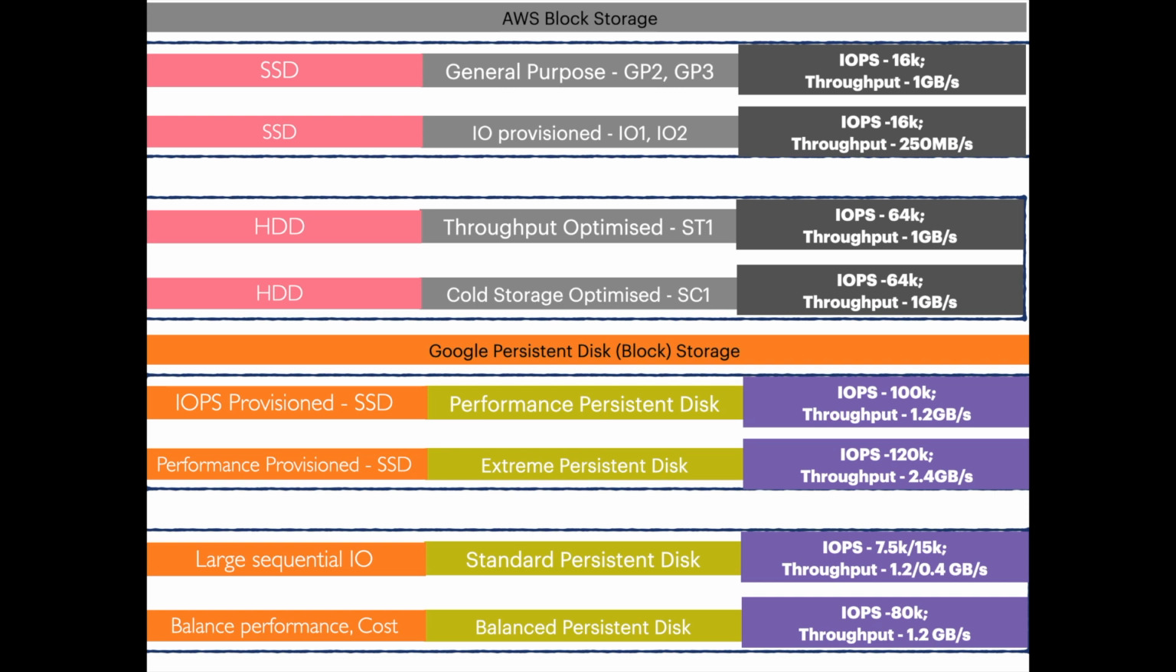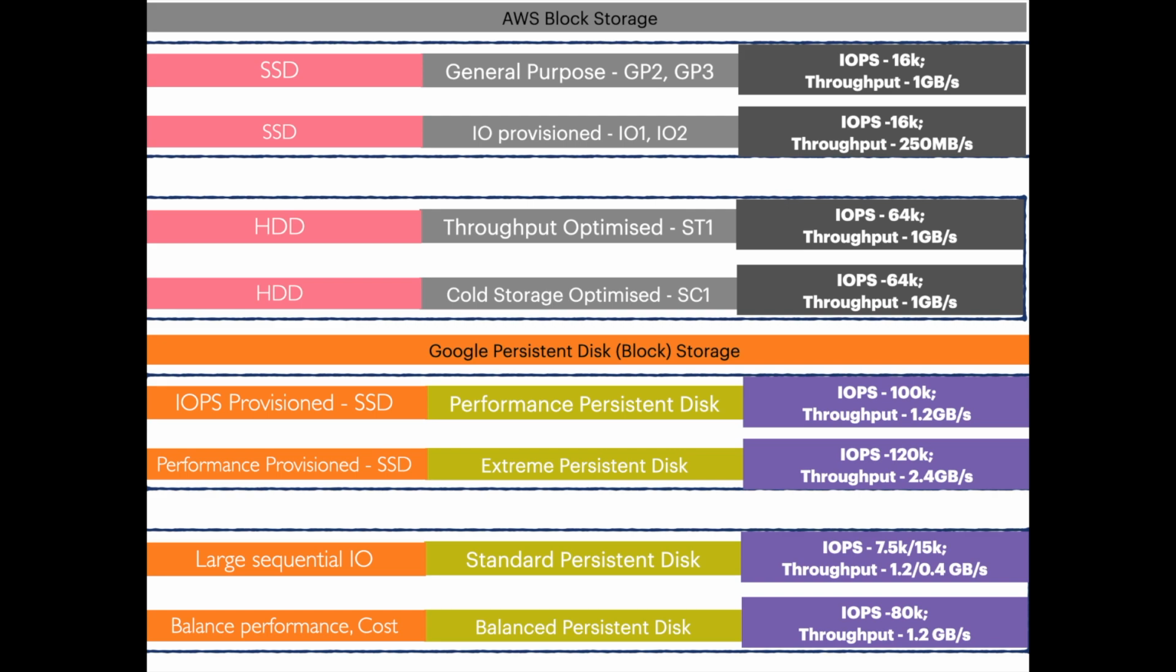Whereas if we come back to Google, the standard PD is more for large sequential IO options, and it ranges from 7.5K to 15K IOPS, but the throughput goes up to 1.2 GB per second. Balanced PD is, as I said, a performance and cost balance, and IOPS goes up to 80K, and throughput also touches 1.2 GB per second. So clearly the option looks to be much more lucrative in Google.